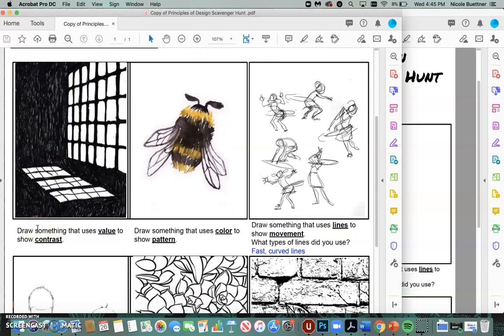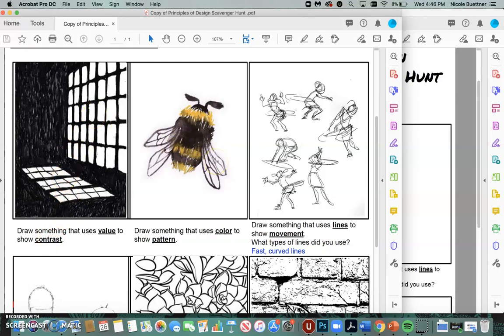Next, it says draw something that uses value to show contrast. So we know that value has to do with color. It's the difference between light and dark colors. We know that contrast is basically just the difference between something and something else. So I'm using color contrast and I'm using value. I was looking for something that showed different types of value, light and dark. So I found a window in my house that was shining into a dark room. This is showing value because the window is very light, the room is very dark. It's showing contrast because of the contrast between the light and the dark.